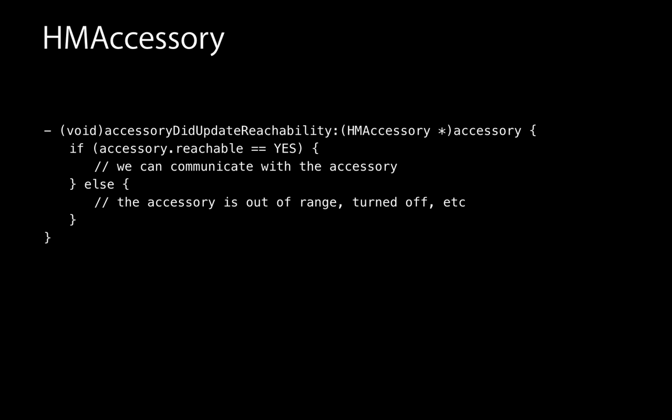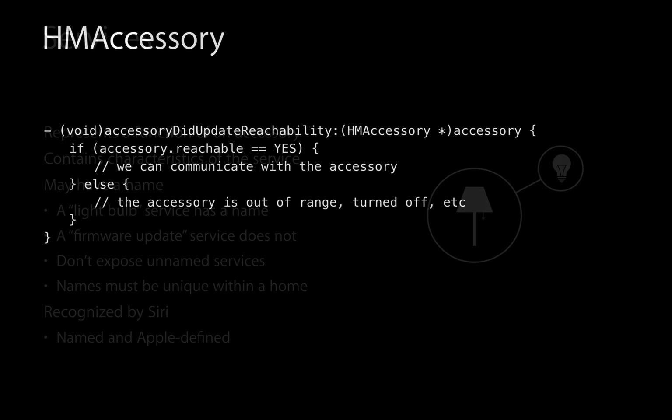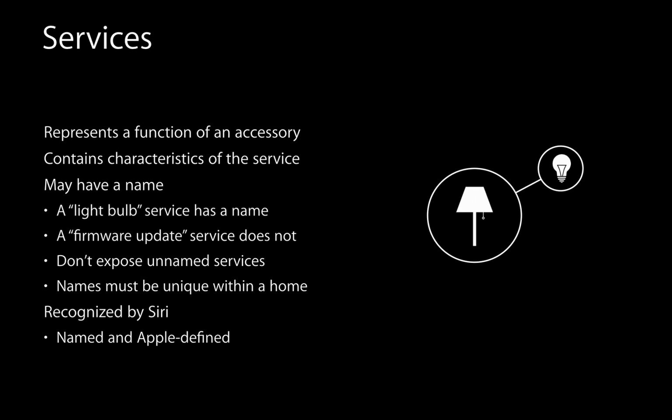So to describe a little bit more about how accessories look, let's talk about services. Services represent functionality of accessories. They contain characteristics. You could describe a service as a grouping of characteristics, where characteristics are specific parameters you can interact with, and I'll talk about those next. Services are interesting in that they may have a name. What that means is there are some services that really aren't intended for the user to directly interact with. They're more of an operational type of functionality.